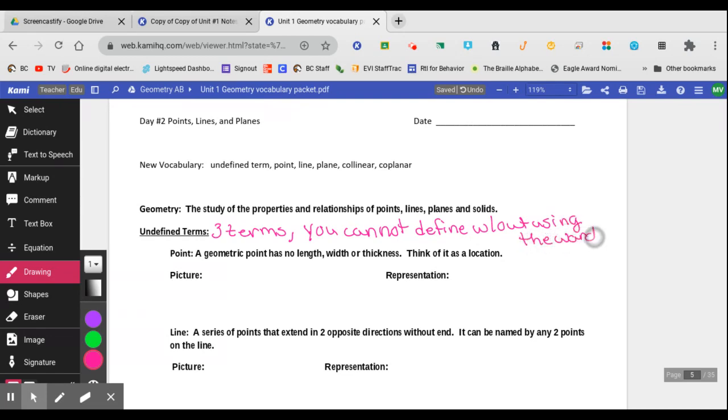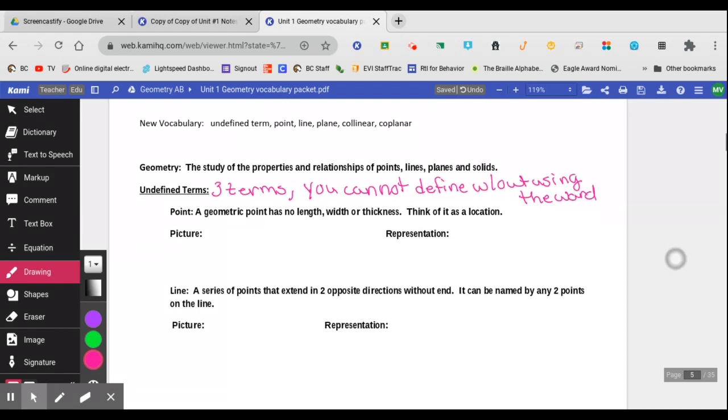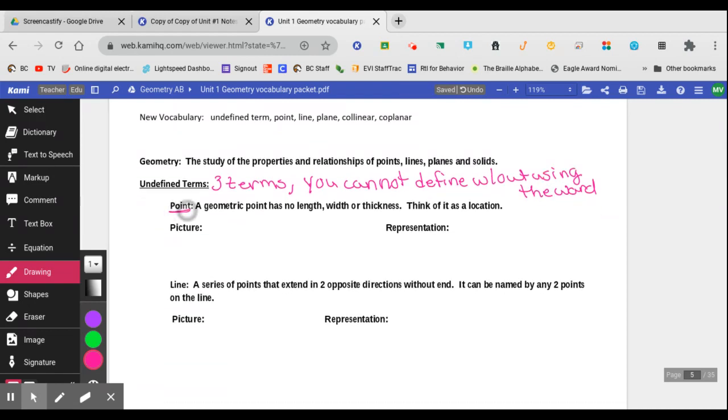And our 3 undefined terms that we're going to use this year: a point is our first. It's a geometric point, has no length, width, or thickness. It's a location. When we're doing a point, we represent a point with a dot and a capital letter. So that would be point A.